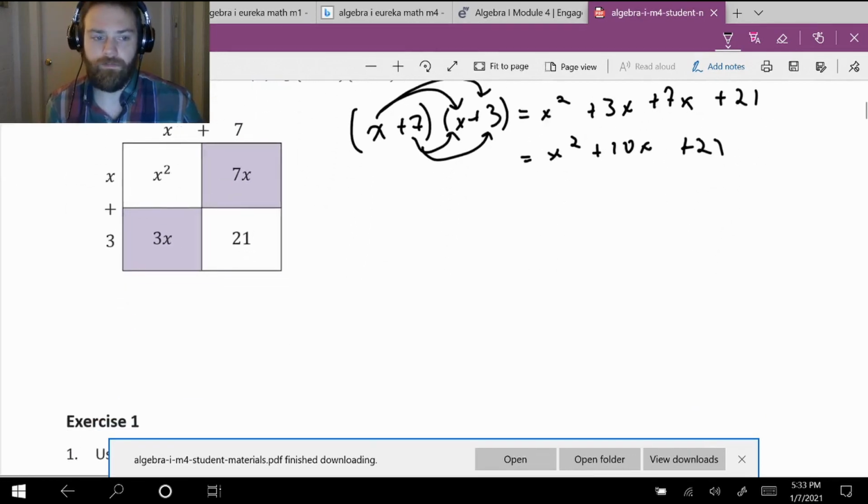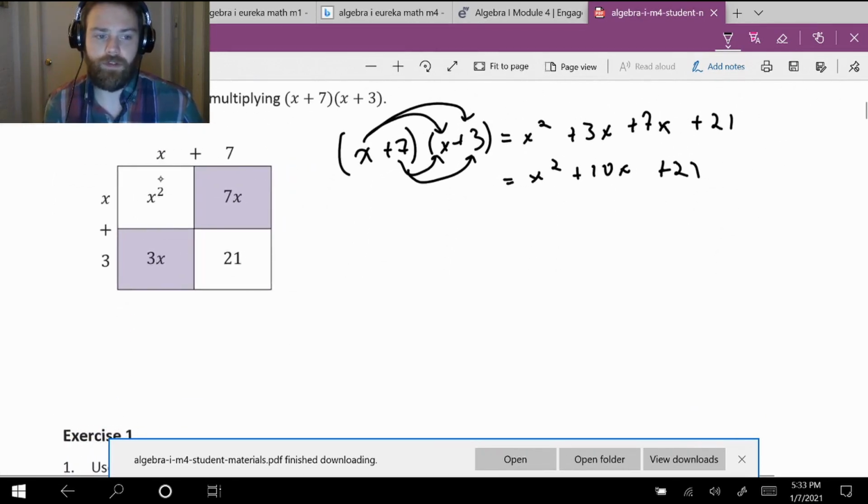And we're done. And that's exactly what this is saying. So x squared, 7x plus 3x, that's the same as what I got over here, and then 21. And then if I add along these diagonals, I'll get the same thing. So x squared plus 10x plus 21.